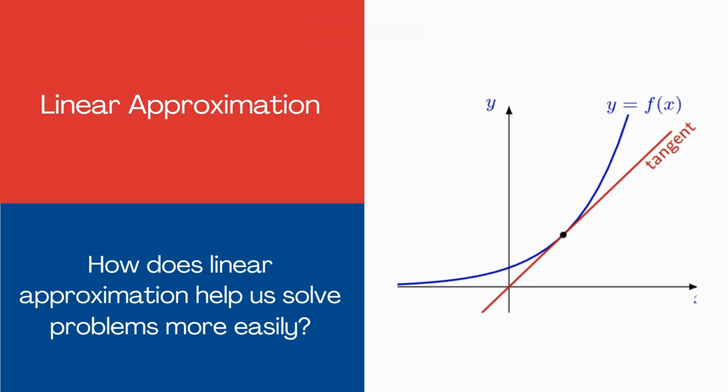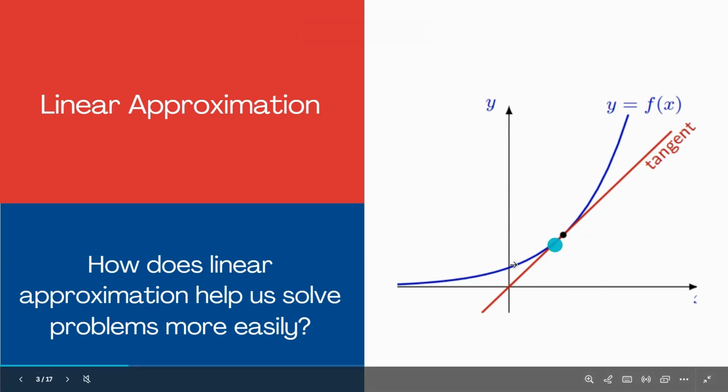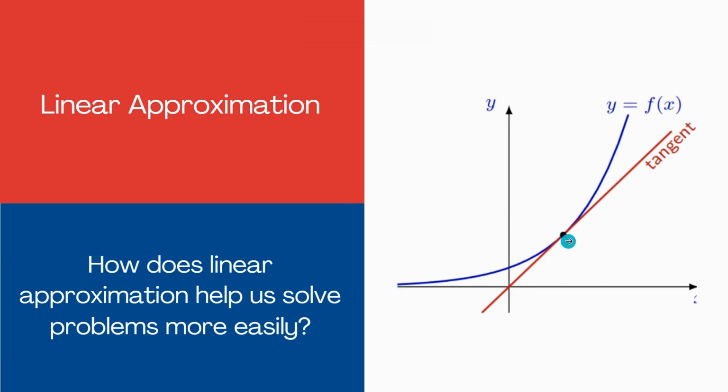We already know that the tangent line goes very close to the graph of the function. As you see here, this is the tangent line, this is the graph of the function, and this is the point of tangency. The tangent line describes the behavior of the function near this specific point better than any other line. So it makes sense to use the tangent line as a linear approximation to the graph.